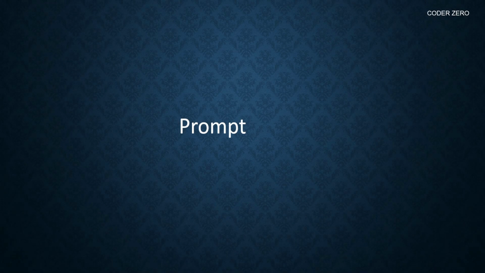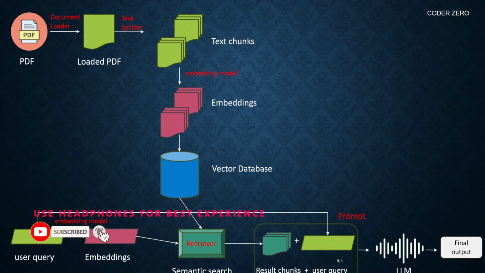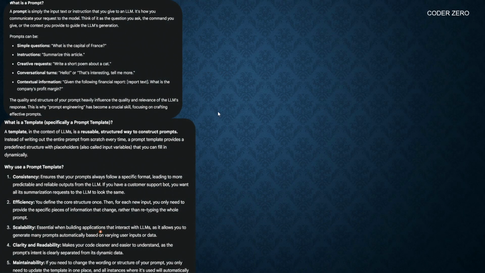Today we'll be talking about prompt in LangChain. So we have prompt here in our pipeline. Now prompt is the input to our LLM. It's how we are communicating with our LLM. It can be a simple question, it can be an instruction, it can be a request. Now prompt template is a reusable structured way to construct prompt.